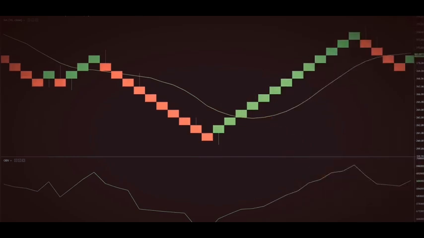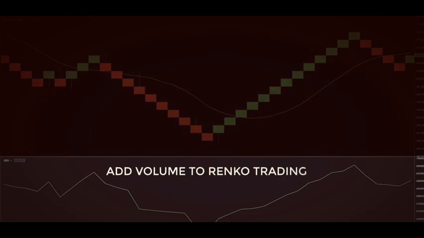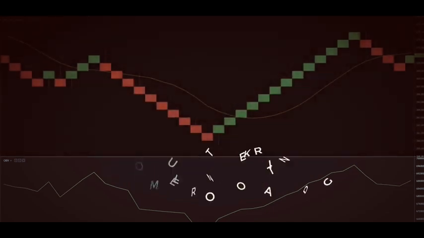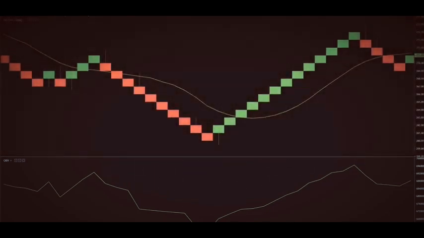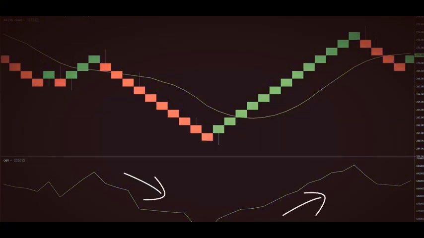Besides the 100 Renko brick, I also prefer to add a 10 moving average in order to determine the trend, and the OBV. So, Renko bars are based only on price, but I don't want to neglect the volume. The on-balance volume is a momentum indicator that relates volume to price change and shows if the market volume is flowing in or out of a stock. In other words, the OBV offers information regarding the strength of price movements.